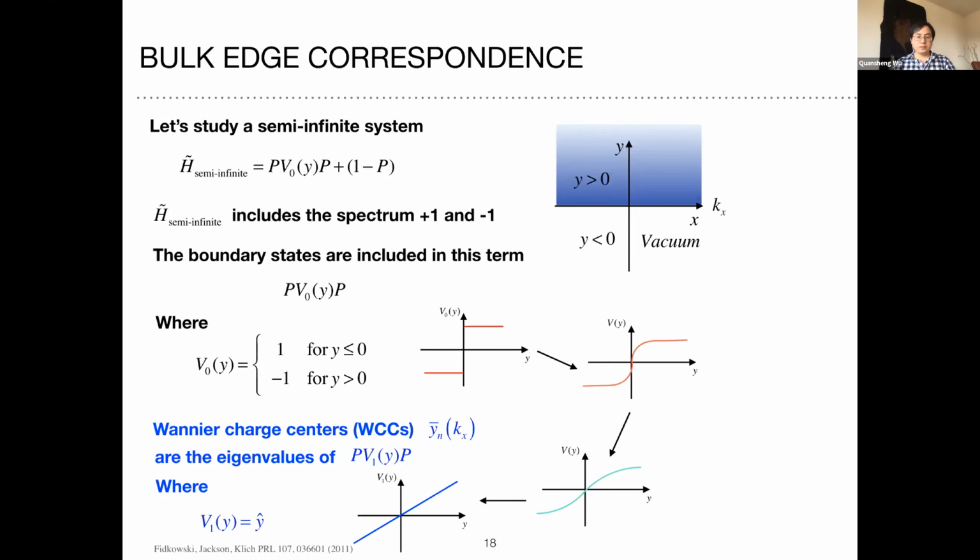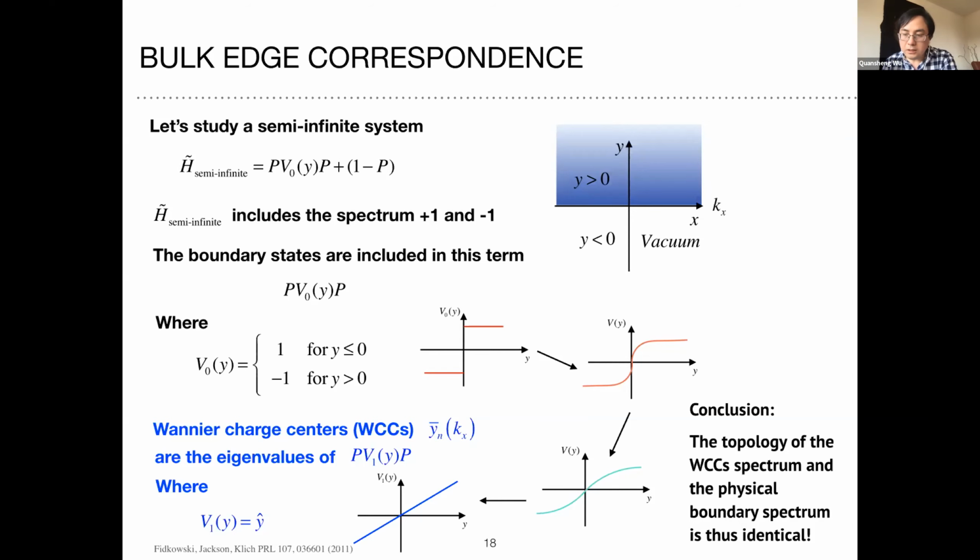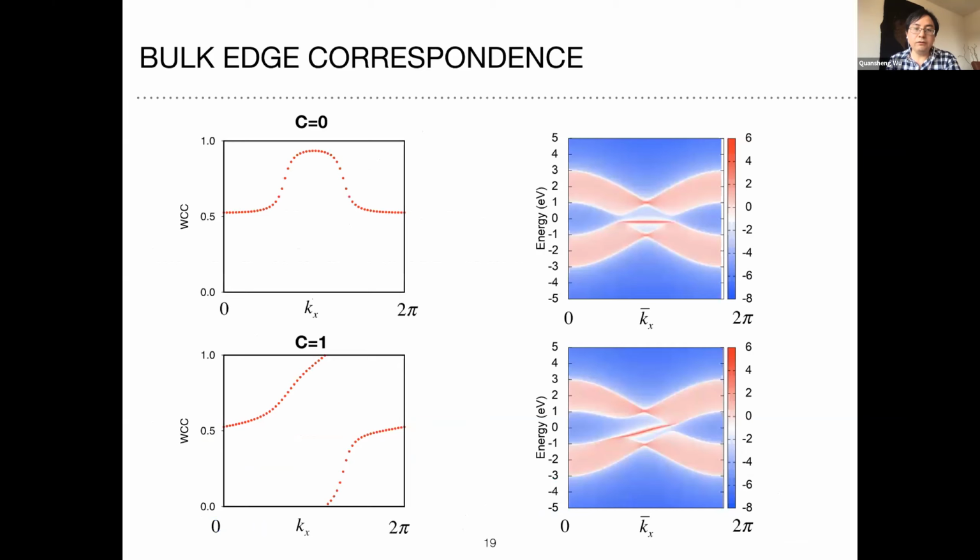It is proved in this paper that the evolution of this one will not close the gap. So it means that we can prove that the topology of the Wannier charge center spectrum and the physical boundary can be exactly identical. So, for example, let's take an example.